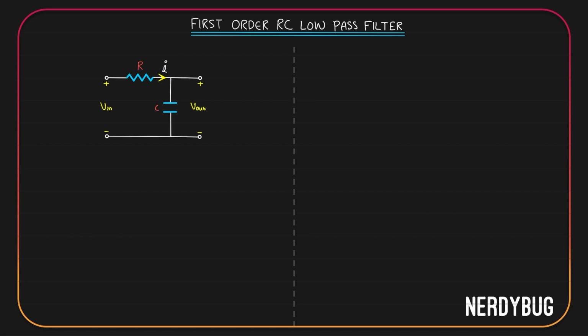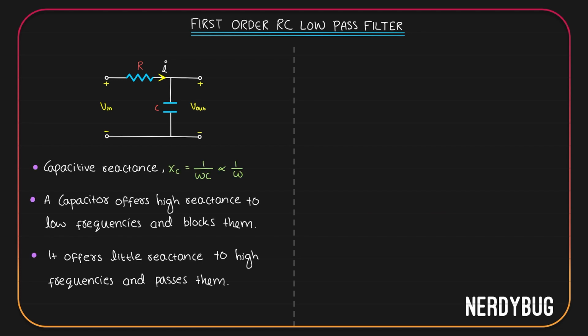Let us revisit the behavior of a capacitor. Capacitive reactance Xc is 1 by omega C. It is inversely proportional to the frequency. Because of that, a capacitor offers high reactance to low frequencies and blocks them. It offers little reactance to high frequencies and passes them.